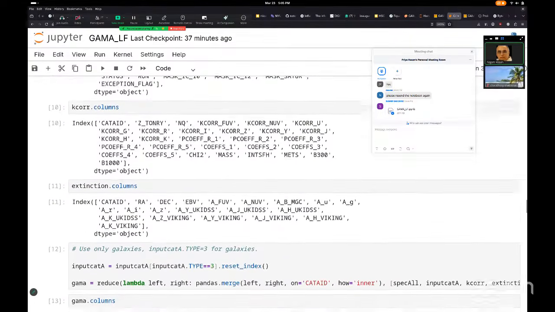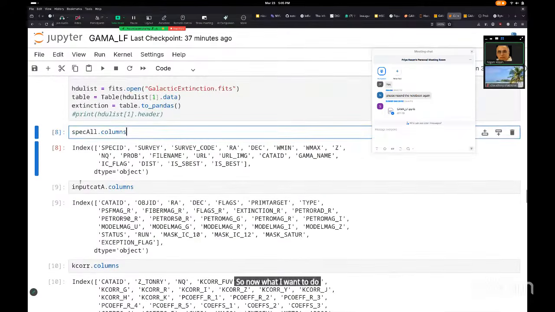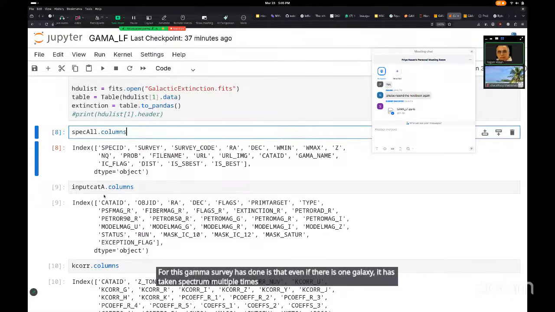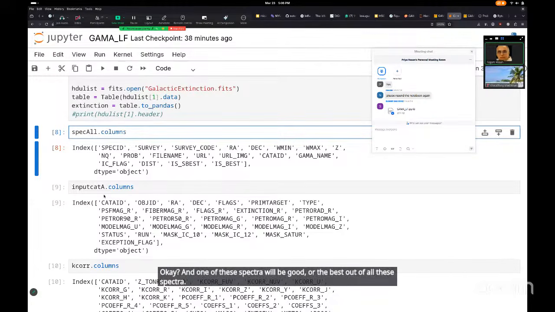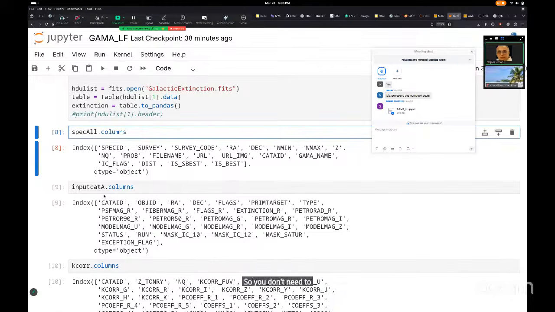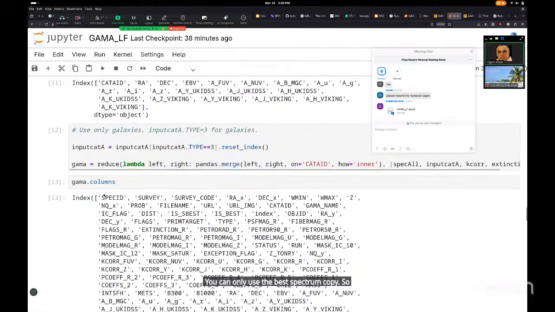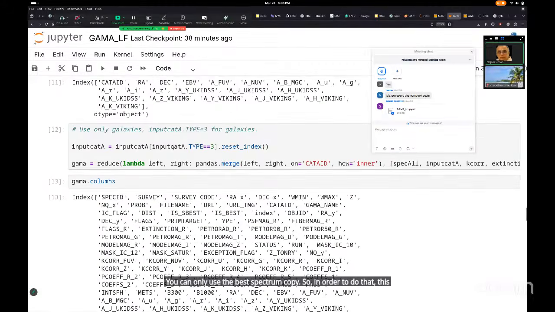So now what I want to do is the input catalog that is there. See, what this GAMA survey has done is that even if there is one galaxy, it has taken spectra multiple times sometimes. Okay, and one of these spectra will be good or the best out of all these spectra. So you don't need to keep all these copies of all these different spectra that are there. You can only use the best spectrum copy. So in order to do that, this is what I've done.